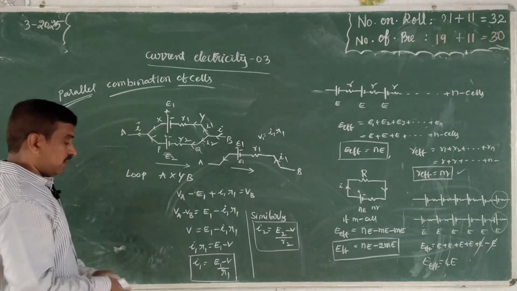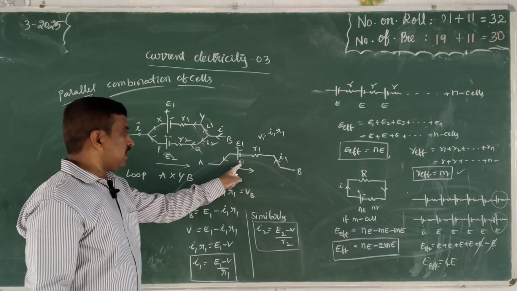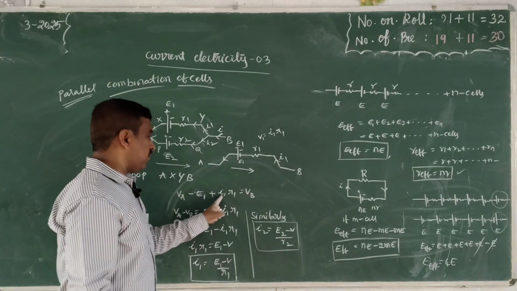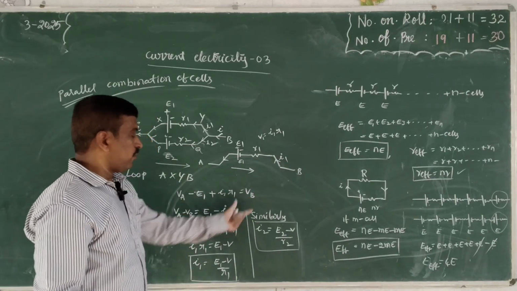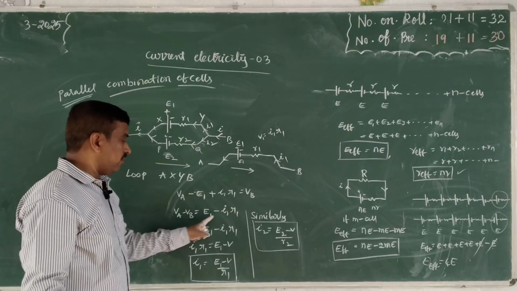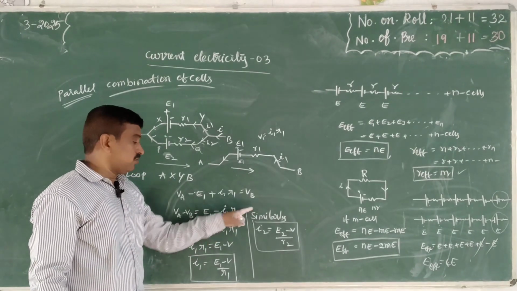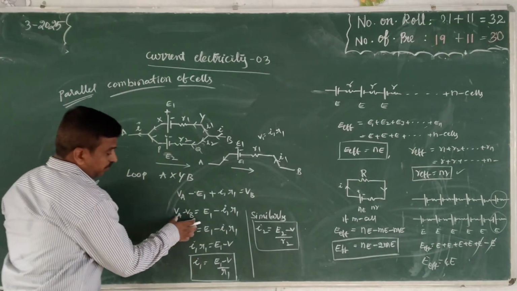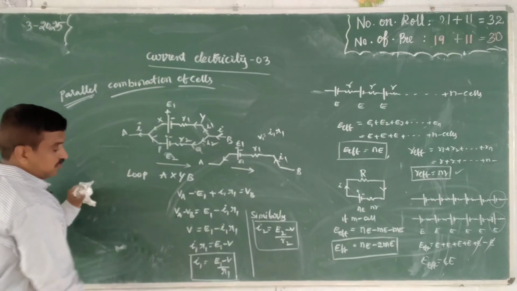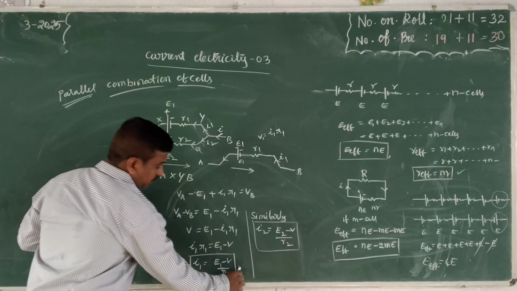How to find out I1 here? See, first potential at A is VA, potential at E1, positive to negative, so we take minus. Potential at R1 is I1 R1, and potential at B is VB, so it changes to this side. VA minus VB equals E1 minus I1 R1. See here, VA minus VB means V, so V equals E1 minus I1 R1. I1 R1 changes to this side, so what do we get? E1 minus V. So I1 equals E1 minus V by R1. It is the current I1.